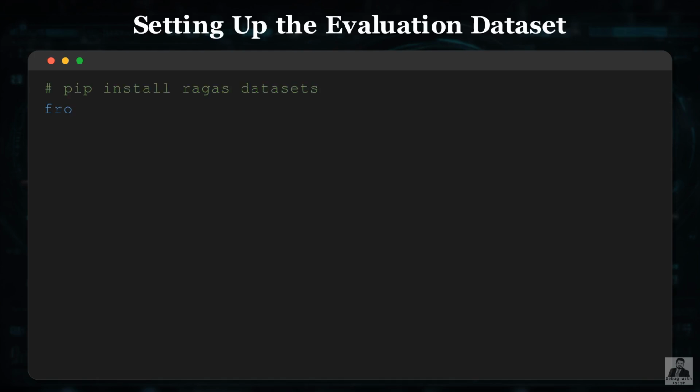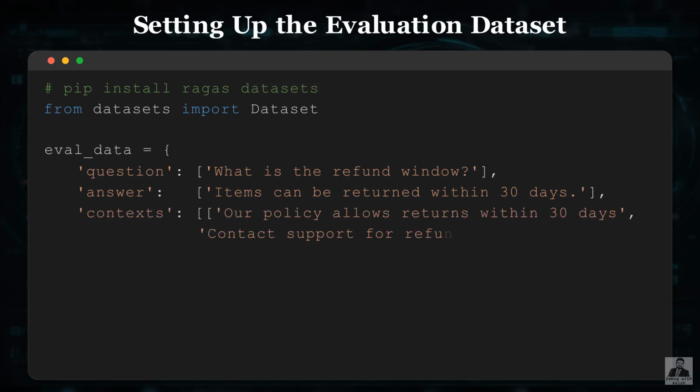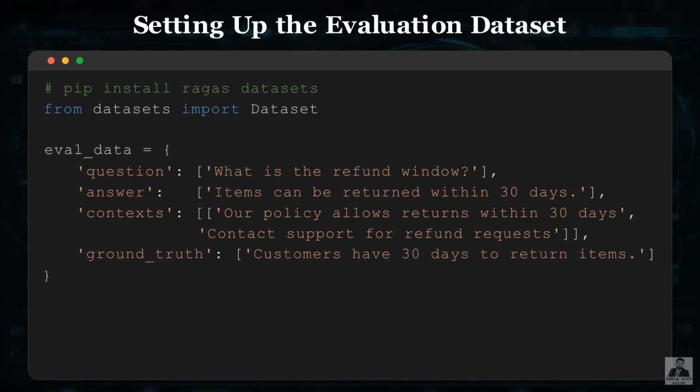RAGAS expects a dataset with 4 columns. Question is the original user query. Answer is what your RAG system returned. Context is a list of the chunks that were retrieved for that question. And ground truth is the correct reference answer you wrote by hand. You build this dataset by running your RAG system on a set of test questions, collecting the outputs, and pairing them with reference answers. Even 50 well-chosen questions gives you meaningful scores.